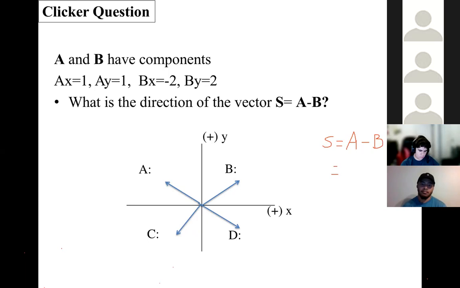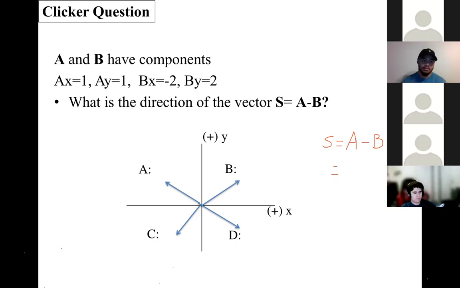So S is equal to A minus B. You can see that here we have two different vectors. AX is 1, right? BX is -2. So if you use A minus B, what is the X component of S? What is SX? It's going to be a number. What number would that be? 3. It would just be 3.